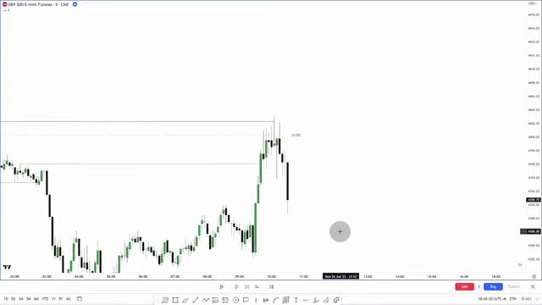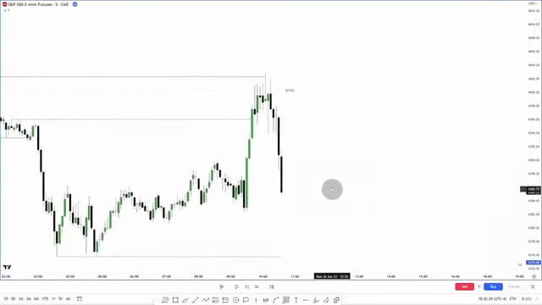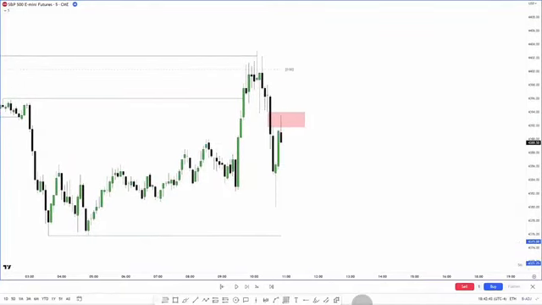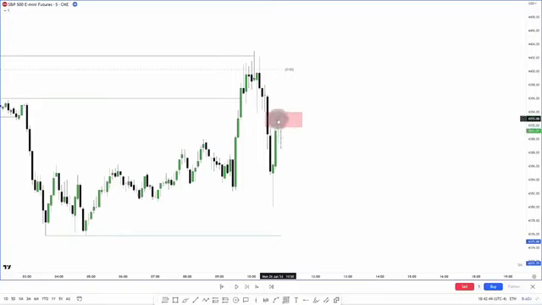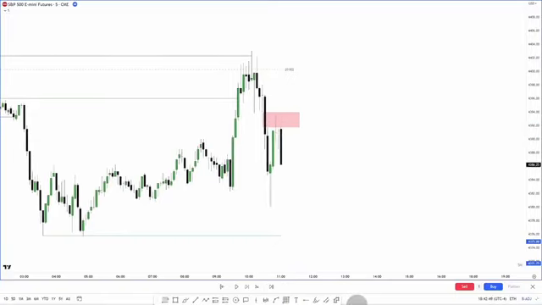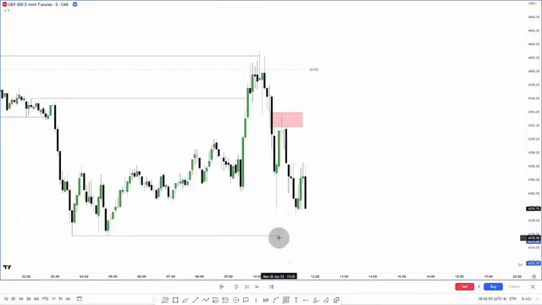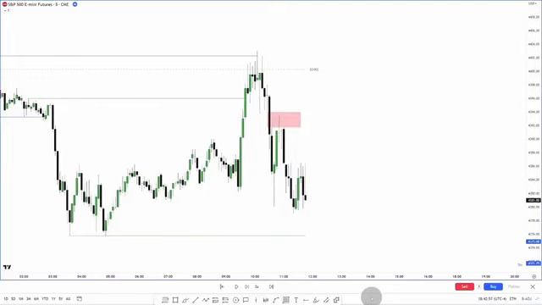There we get some displacement down. Looking in here, do we have any sort of setup? We do have a 5-minute fair value gap here, and we reach back into it. A nice respect of that, no body closes even in the fair value gap. And then where is our target? Well, we still have equal lows from London session sitting right there.